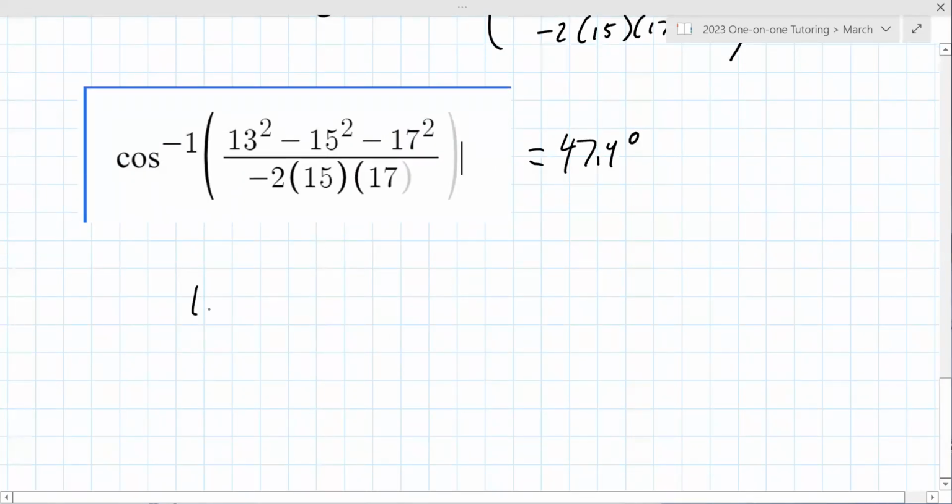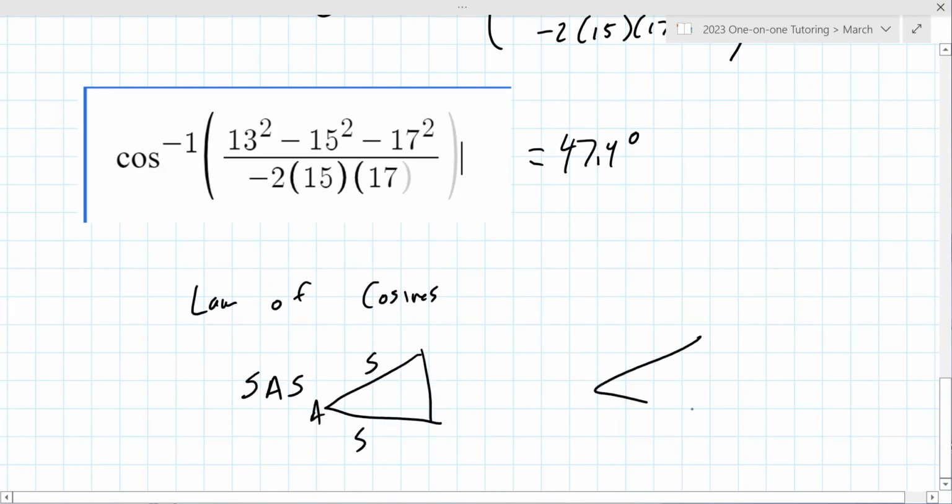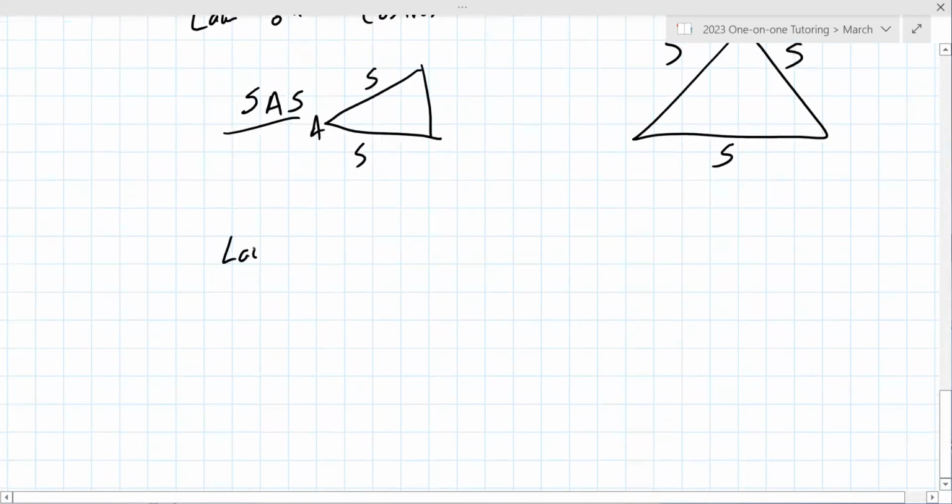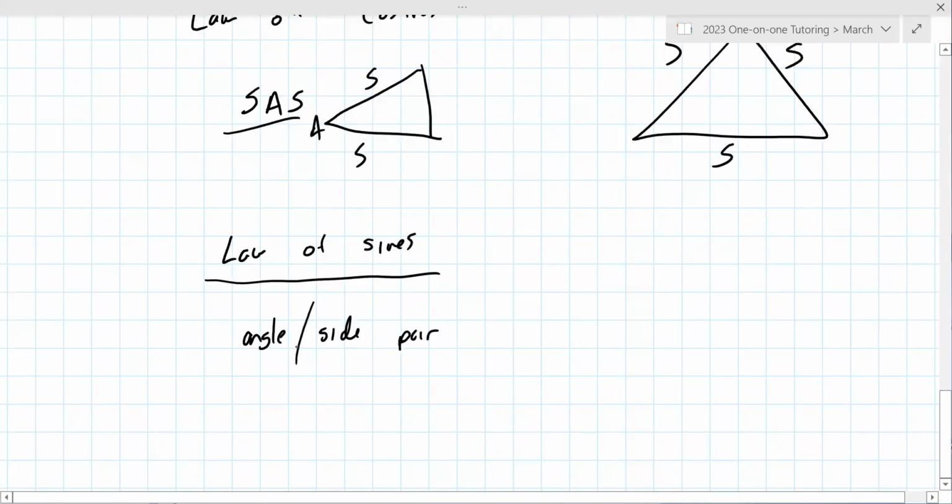So law of cosines, there are two types that you will use it for. It's either when you're given side, angle, side, so basically a side, an angle, and a side, or when you're given all three sides, side, side, side. You will learn about law of sines shortly. Usually it's given first. What you're looking for is an angle-side pair. If that's not clear, you'll see that in class, and we can definitely work on that next week.